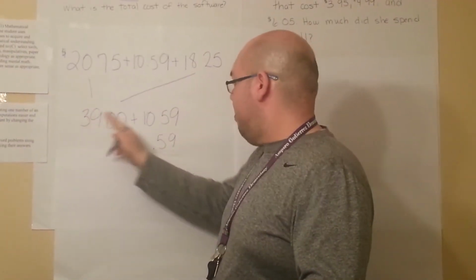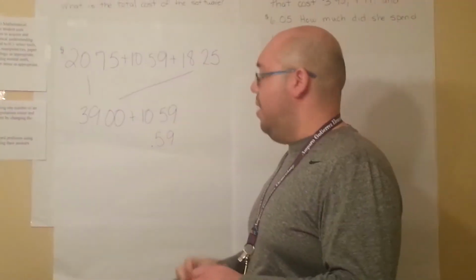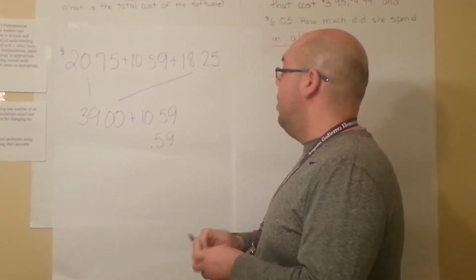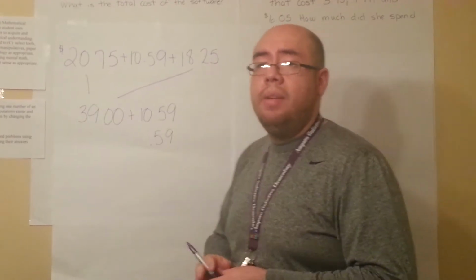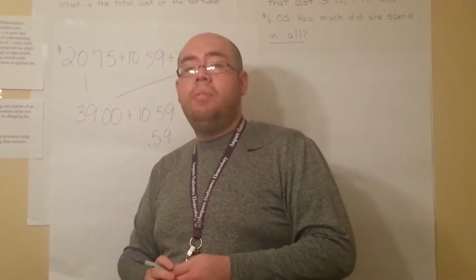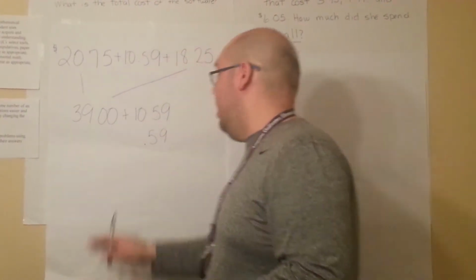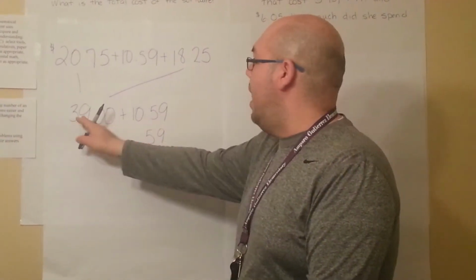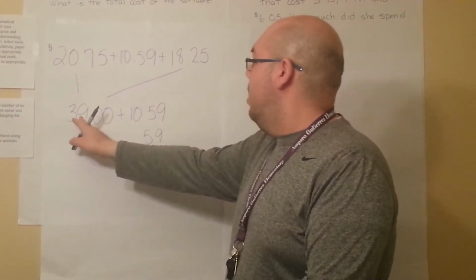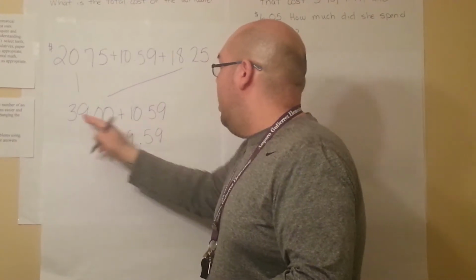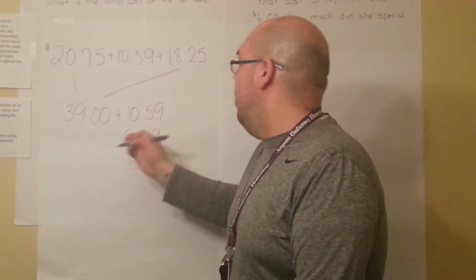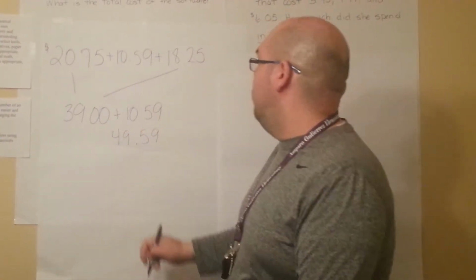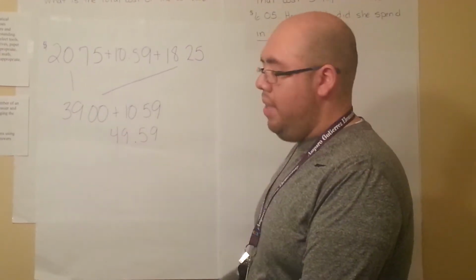Now we take our dollars side, what do you think we're going to get? 39 and 10 more. If you count 10 more from 39, what should we do? We're only adding on the tens, 49. Because 3 plus 1 is 4. We're not adding anything else on the one side. So that's going to be 9. And on the 10 side, 3 plus 1 will be 4. Our total should be 49.59.